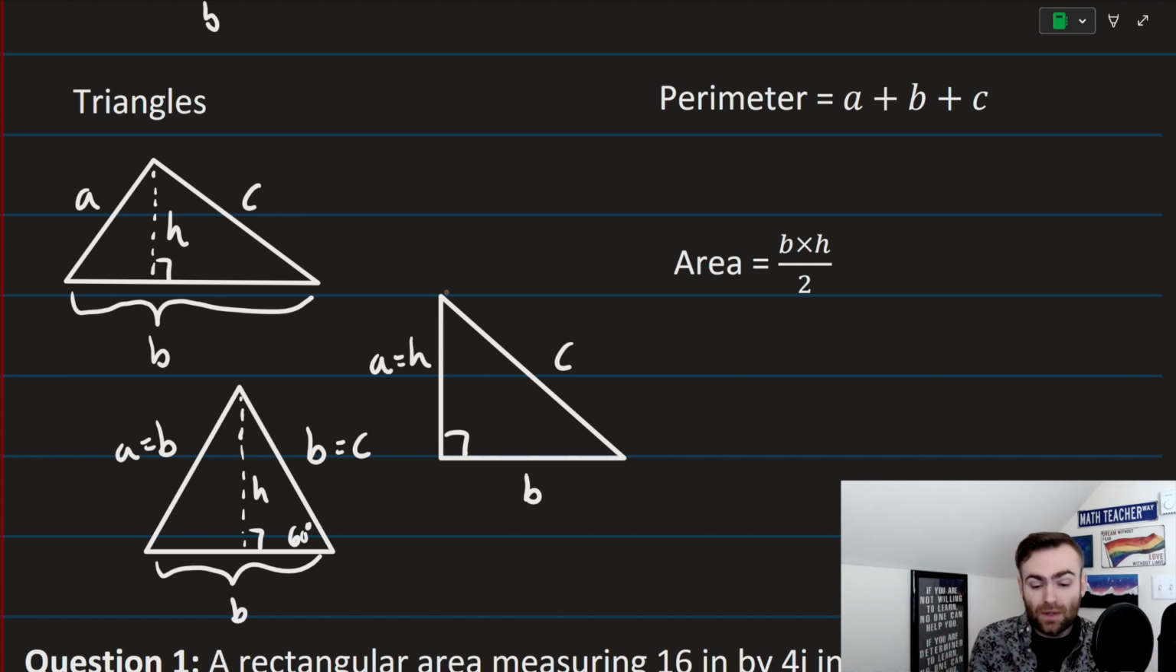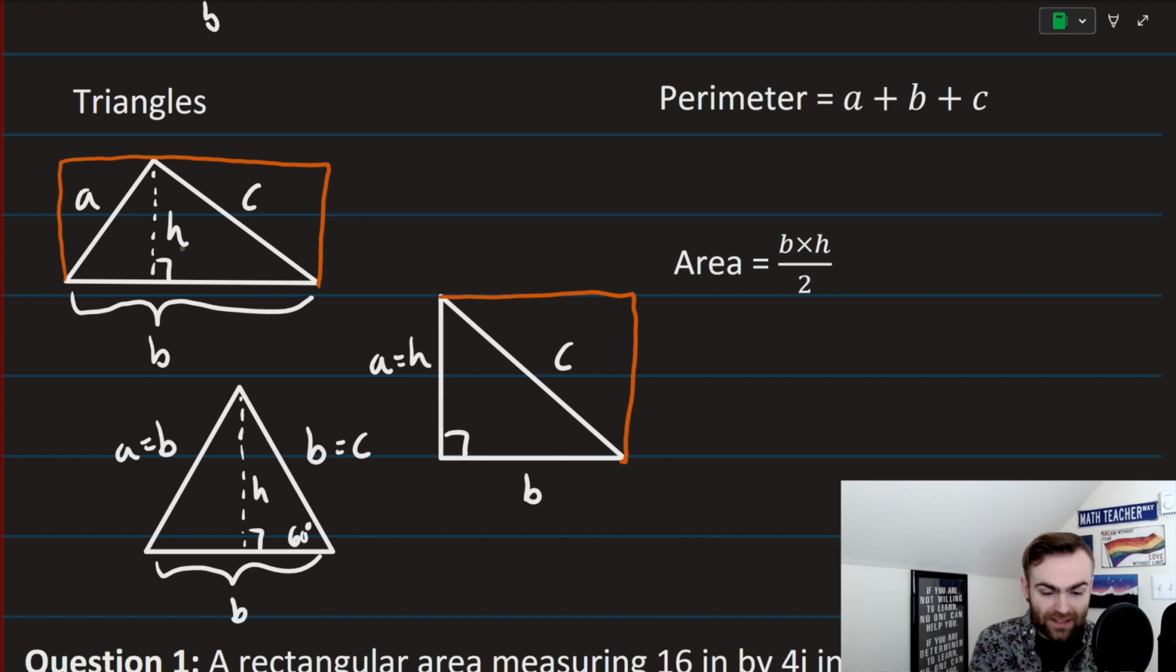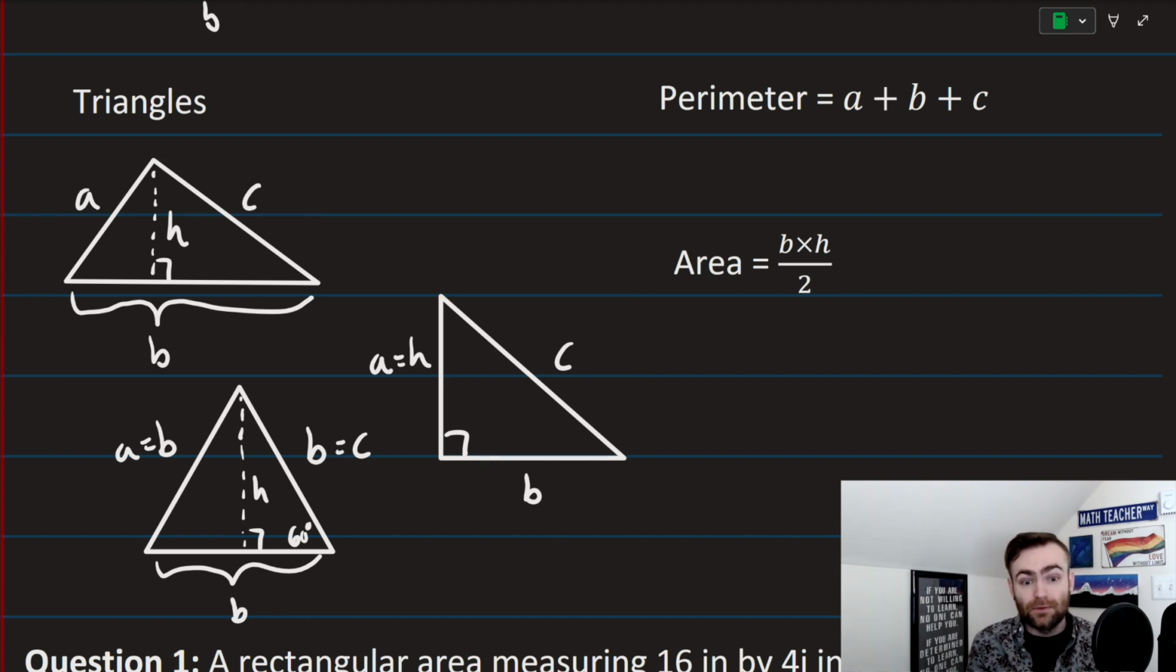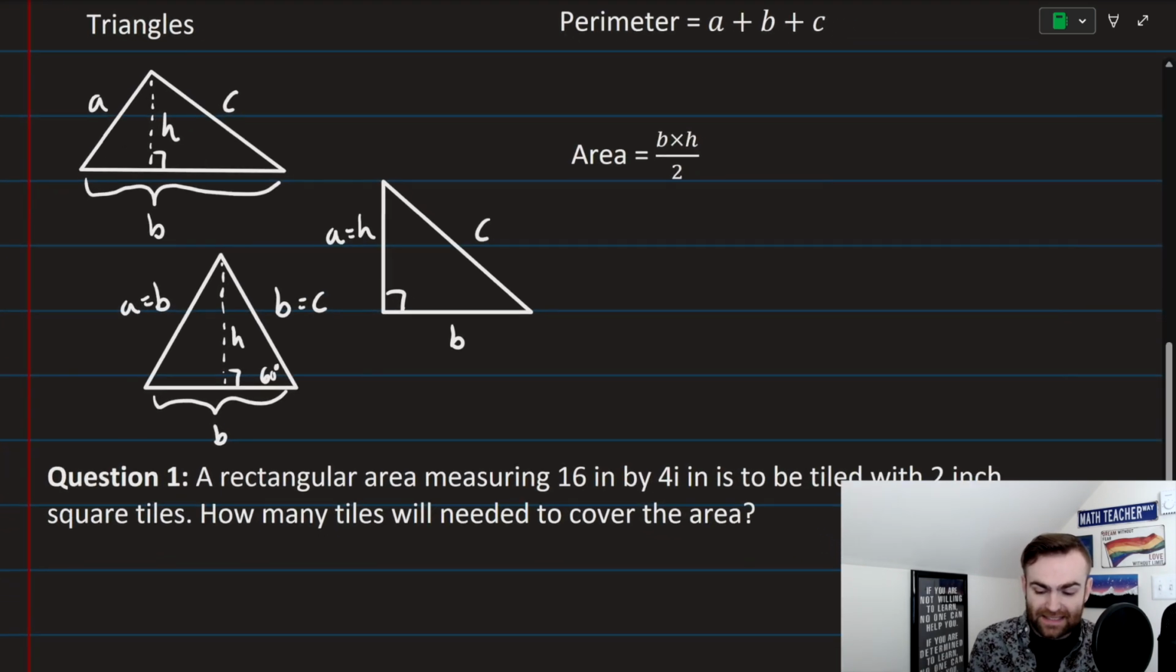But you divide it by 2, and the reason why is we can actually make a rectangle out of a triangle by kind of doubling it. And that also works for here. We could also double it this way, where if I double this part, I get this part, and I double this part, I get this part. So that is why the area is divided by 2 compared to a rectangle or parallelogram, where you don't have to divide at all. So let's put that into action.